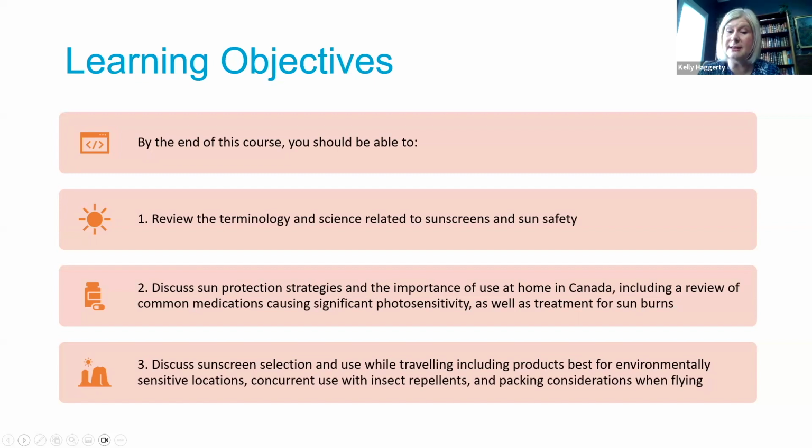Review the terminology and science related to sunscreens and sun safety, discuss sun protection strategies and the importance of use at home in Canada, including a review of common medications causing significant photosensitivity, as well as treatment for sunburns. Our last learning objective is to discuss sunscreen selection and use while traveling, including products best for environmentally sensitive locations, concurrent use with insect repellents, and packing considerations when flying.